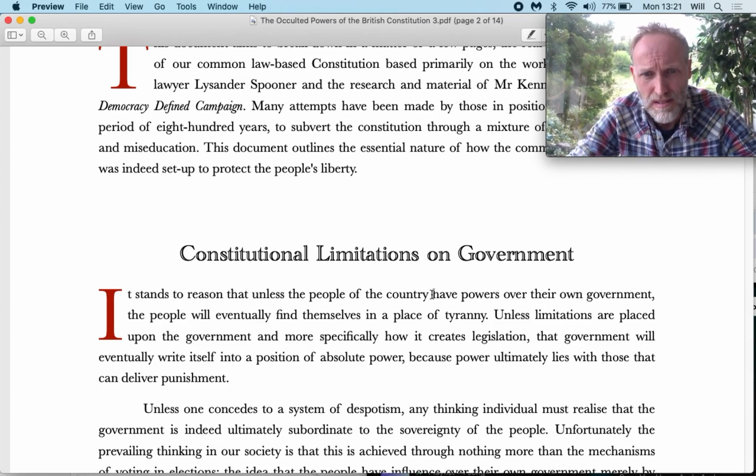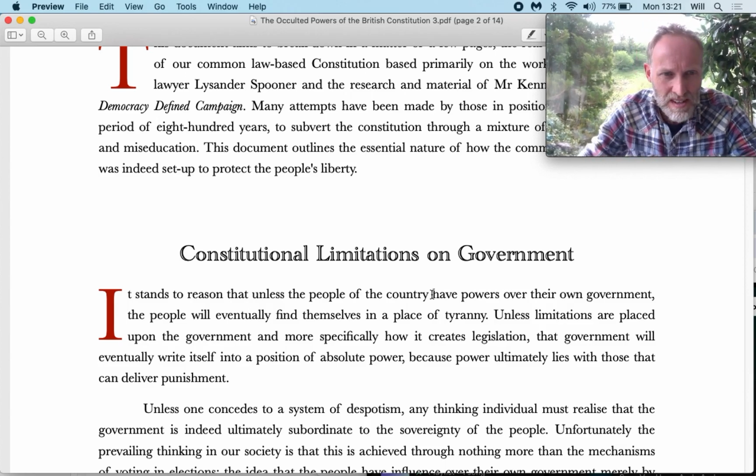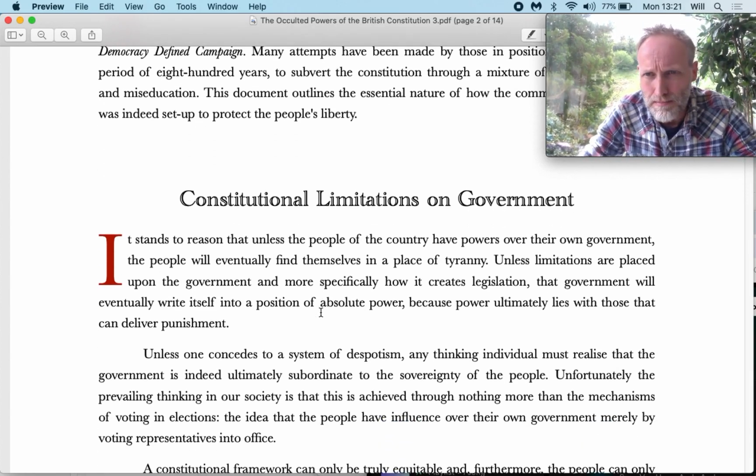Some constitutions will not be effective because they're leaving out the important aspects, and so we hone in on what those are. So let's just read it, and then we'll perhaps comment a little bit more broadly.